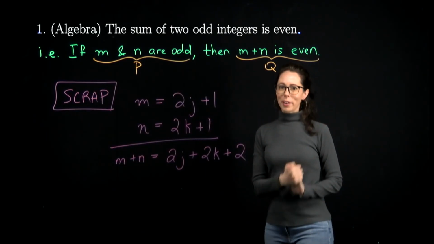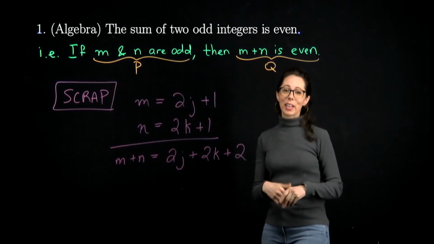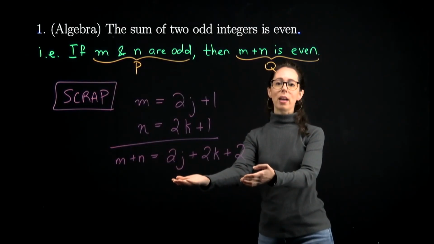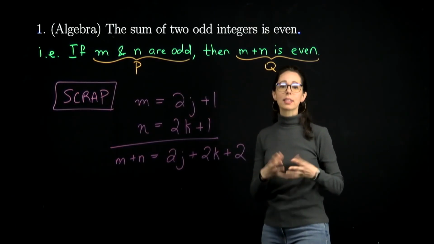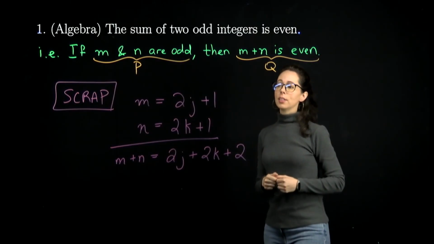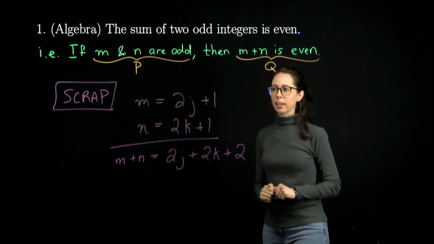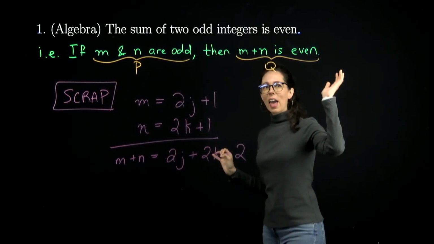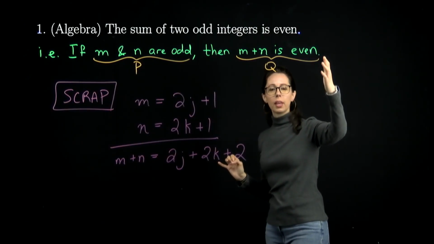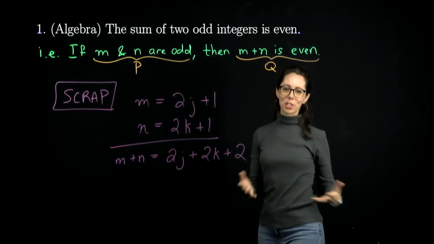I will stop my scrap work there, but hopefully you realize the next step will be to factor 2 out of this and realize that the sum, m plus n, is twice an integer. So now I've seen that I can start with the hypothesis P and arrive at the conclusion Q. If you can do that, then you have a direct proof.